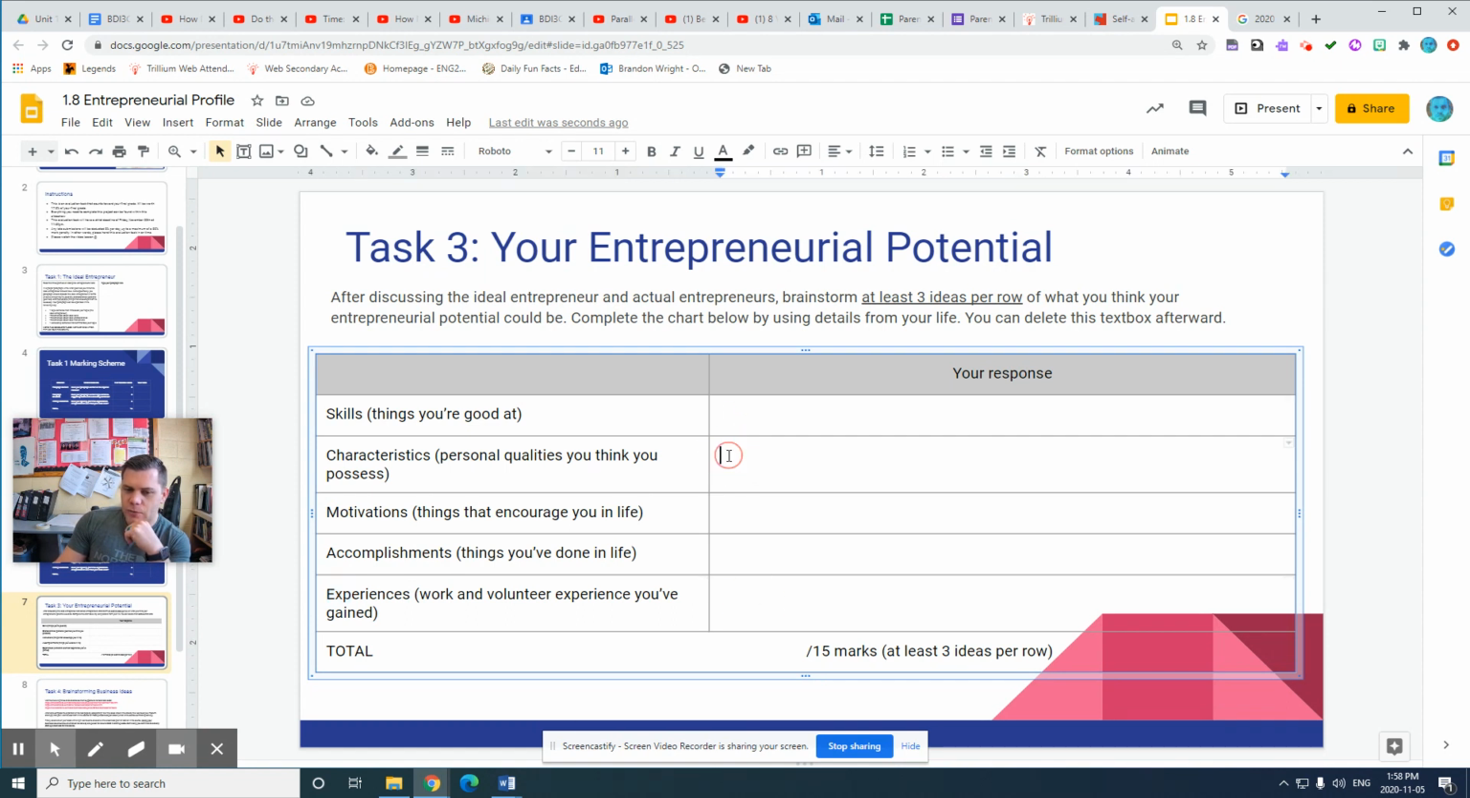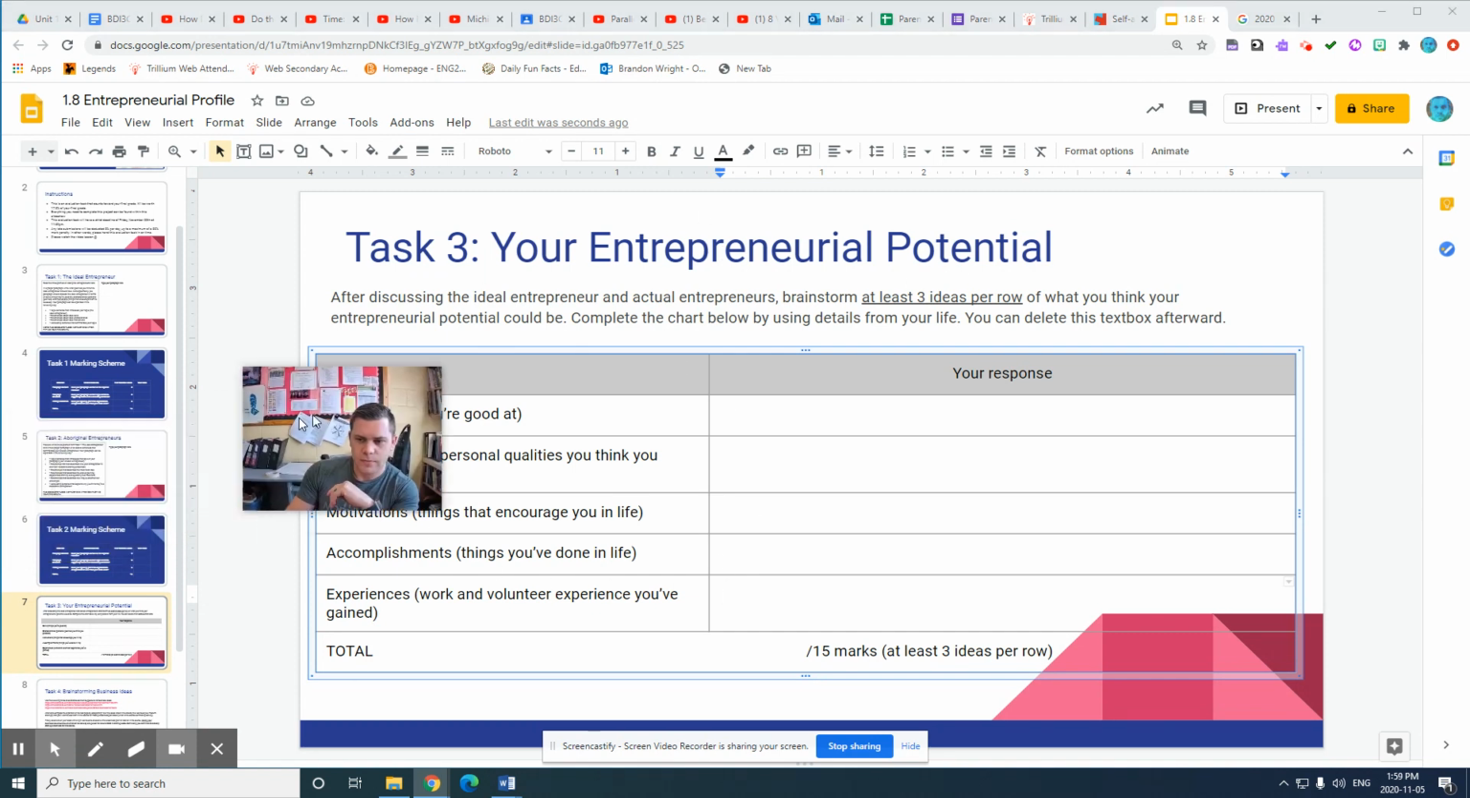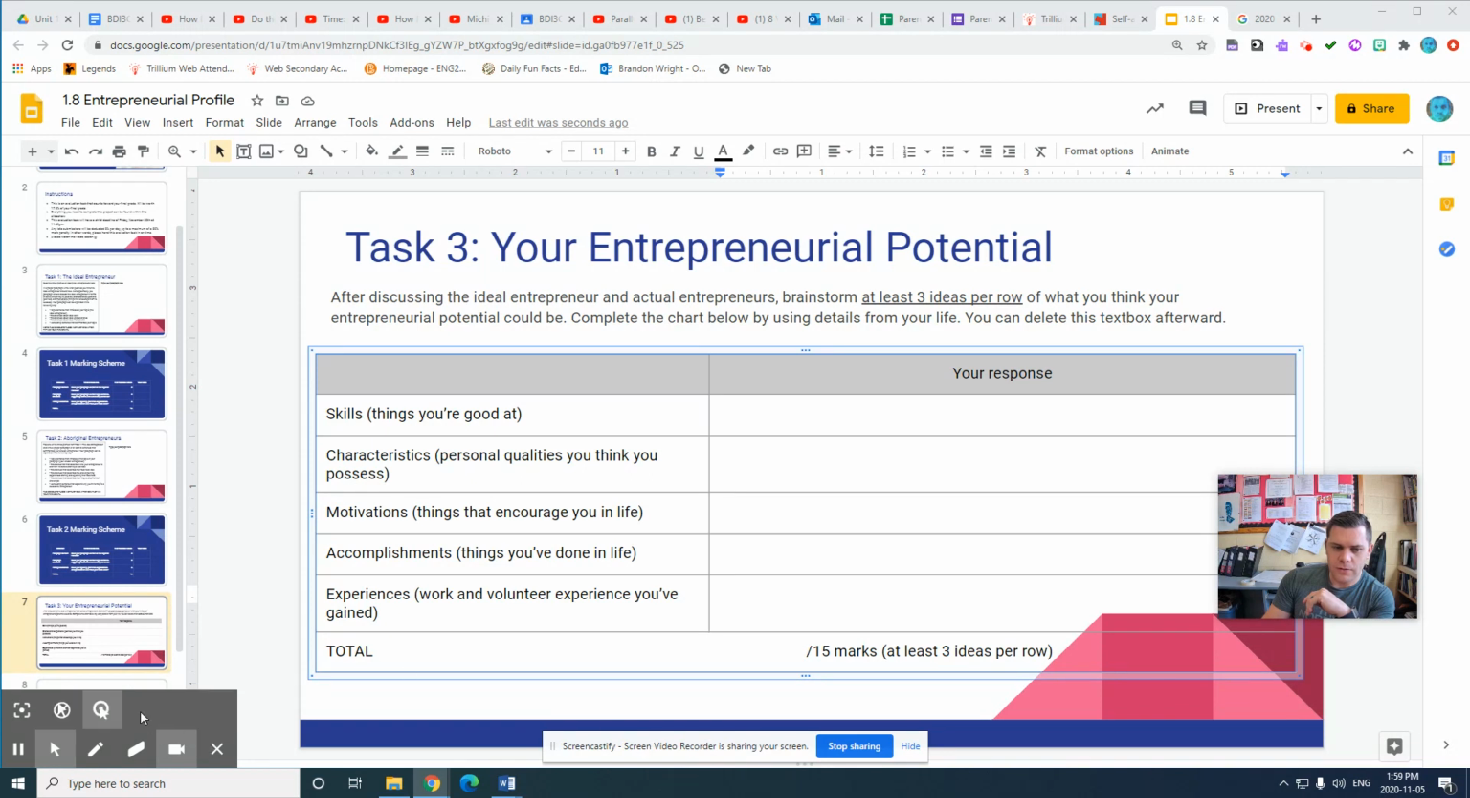3 ideas per row times 5 rows is 15. So you'll get 1 mark per idea, 15 marks in total. Try to have at least 3 ideas per row. If you have 5 ideas, that's even better. It'll guarantee you get full marks for that section. The big thing to take away is that this section is all about you. Let's put you back over here.